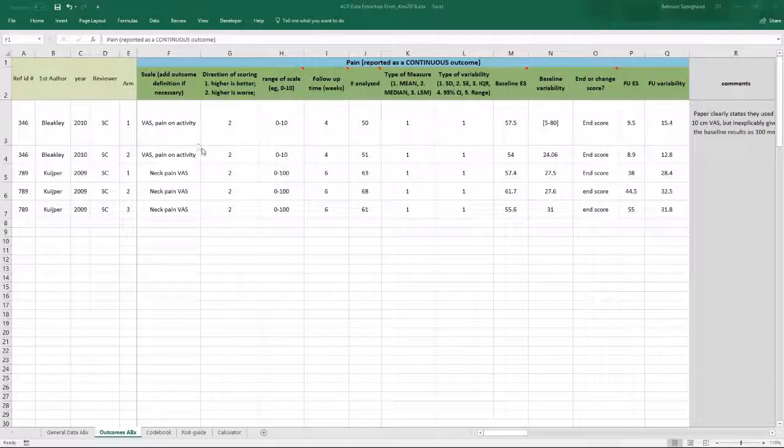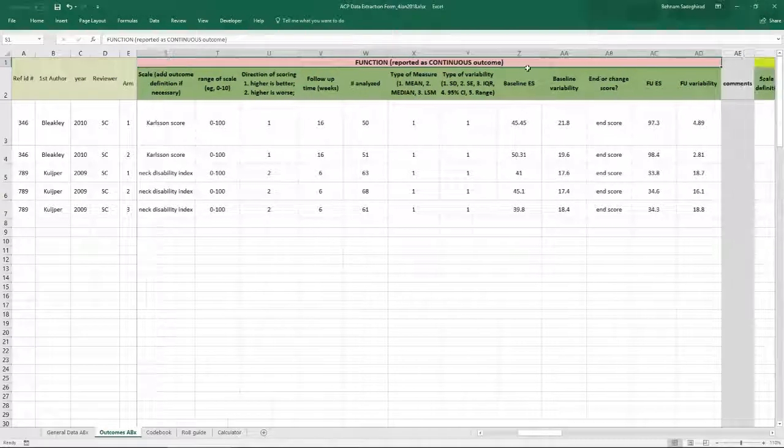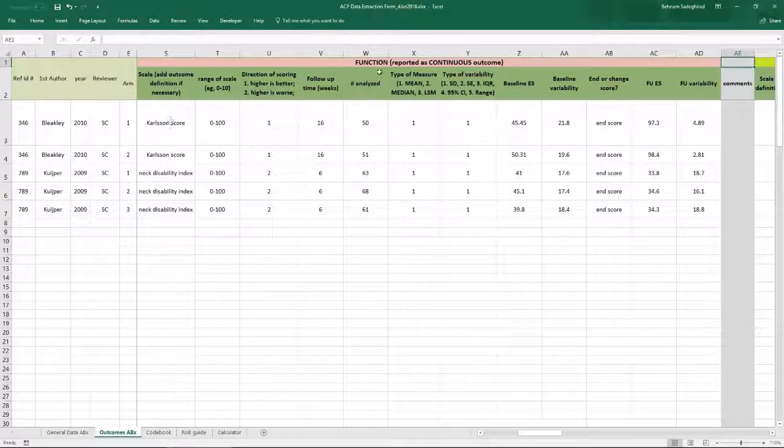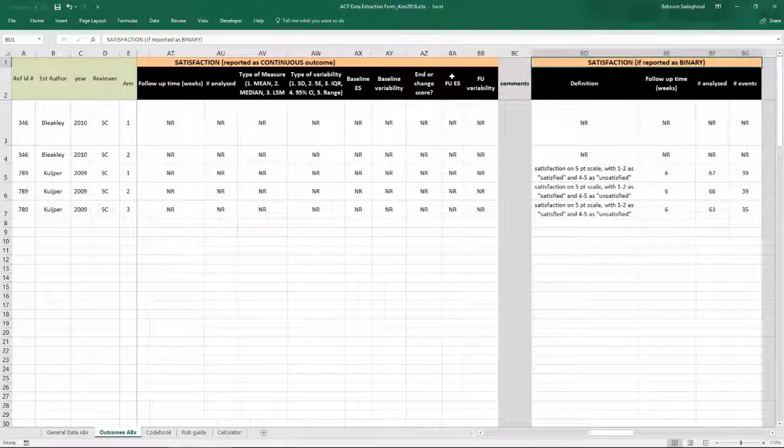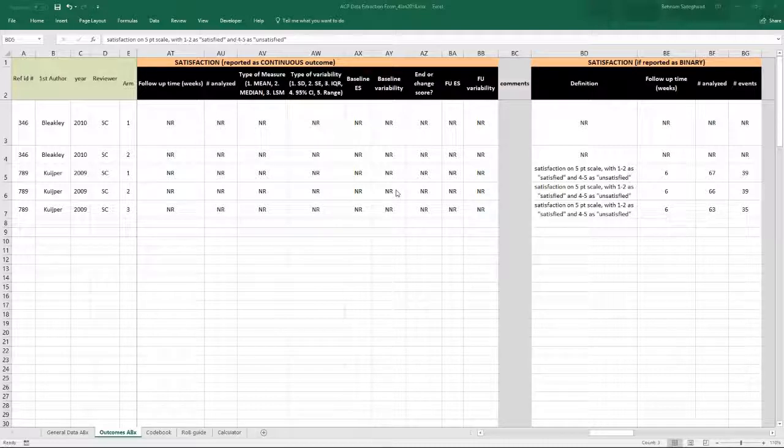Binary outcomes are similar. First, you should provide a definition of outcome. You can see, for example, for satisfaction, the authors measured satisfaction on a 5-point categorical scale, which we would have reported as continuous, but then reported satisfaction as either satisfied or not satisfied, depending on what they've answered. So they turned it into a binary scale, and we report it as such here.